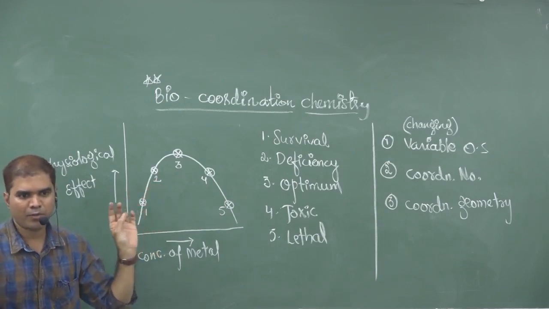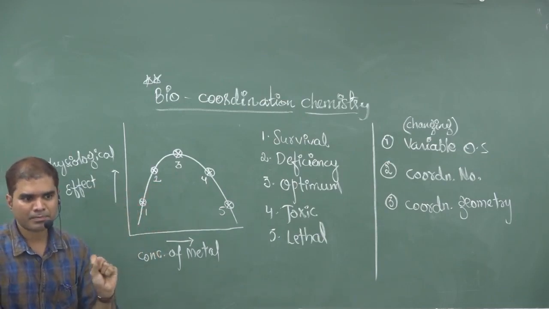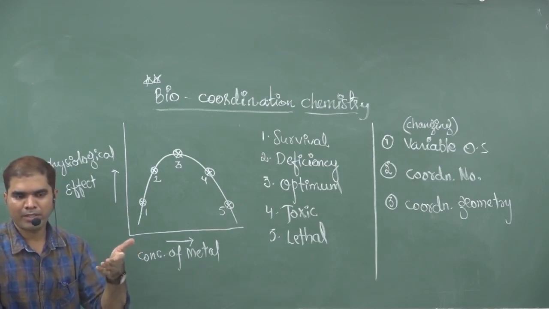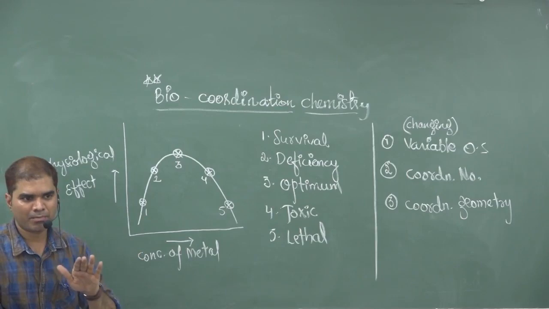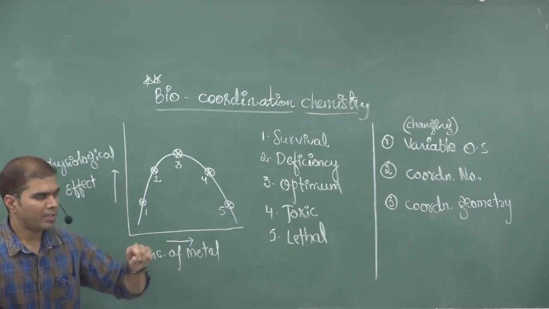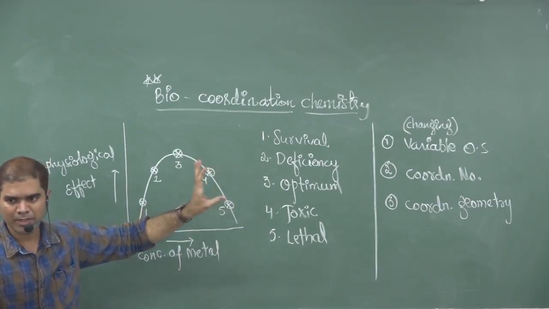Magnesium is present. Where do you find magnesium? In chlorophyll. There it need not change its coordination number. It need not change its coordination geometry. Simply it has to exist as magnesium. Okay? So that is how the elements will be useful.